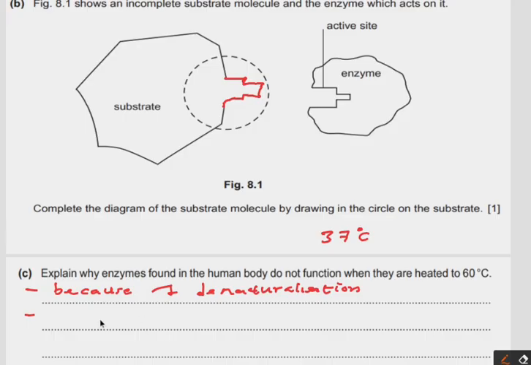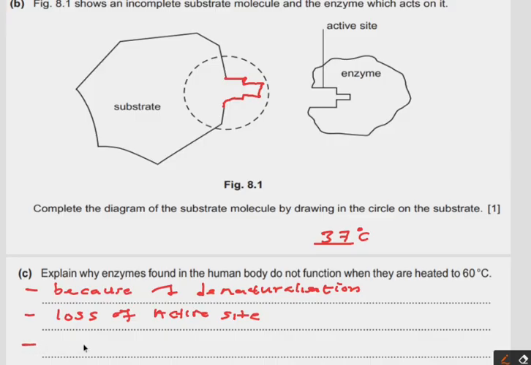Then another thing to understand is that once they undergo denaturation, they are going to lose the active site. So loss of the active site. This active site that you can see here, once the temperature exceeds 37 degrees, is going to be denatured. So loss of the active site.